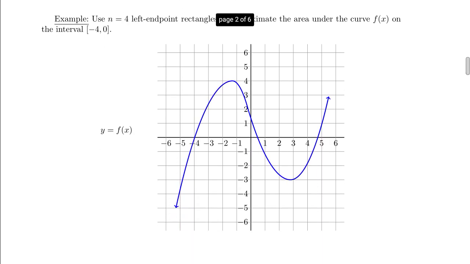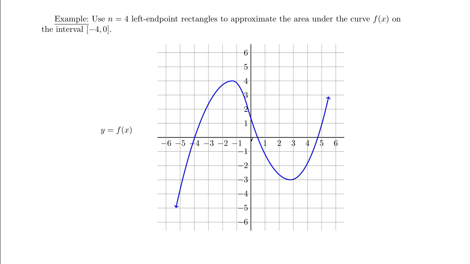So we're going to do maybe an example where the approximation number is not great. So we're going to use n equals 4 left endpoint rectangles to approximate the area under the curve f of x. So we're using the same function again, and we're going to approximate the area between -4 and 0 using the left endpoint method. So first of all, we want to divide the interval -4 to 0 into 4 equal pieces. And so if we do that, it's actually quite nice.